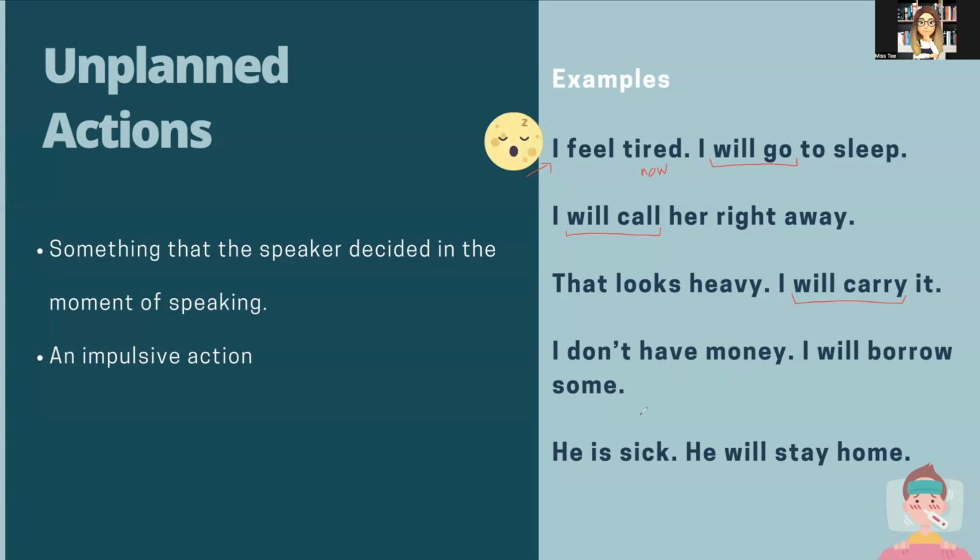And finally, "He is sick. He will stay home." Again, you don't plan to be sick. It just happens one day, and usually it's very bad news and you don't want it to happen. But in this case, we say he will stay home now. So in the future of the day, he will be at home based on something that happened right now, and it's an impulsive action, something that was not planned for at all. So that's when we use the future for unplanned actions.